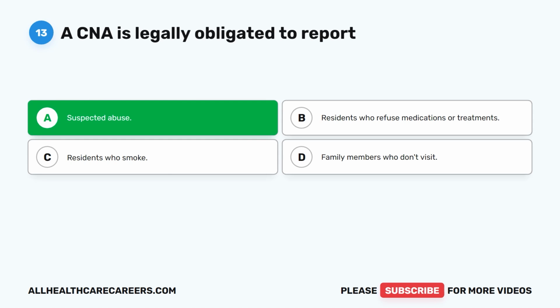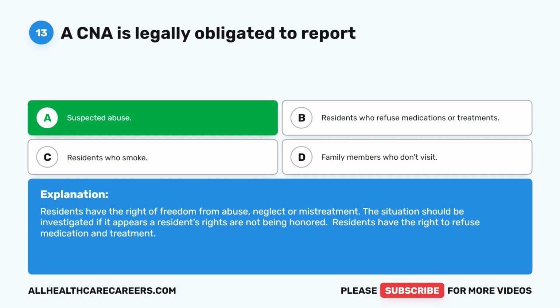The correct answer is A. Suspected abuse. Residents have the right of freedom from abuse, neglect, or mistreatment. The situation should be investigated if it appears a resident's rights are not being honored. Residents have the right to refuse medication and treatment.